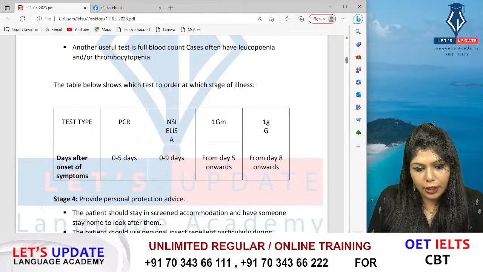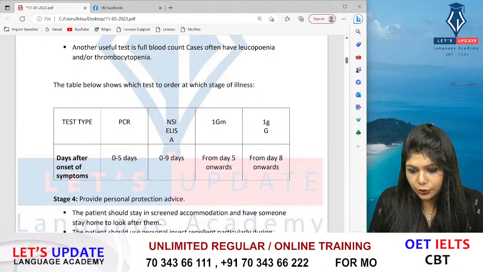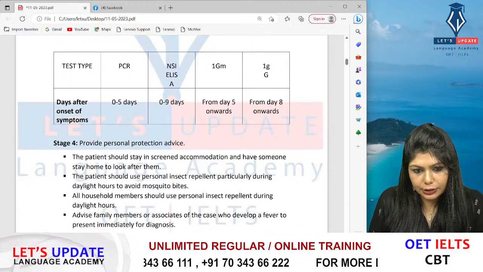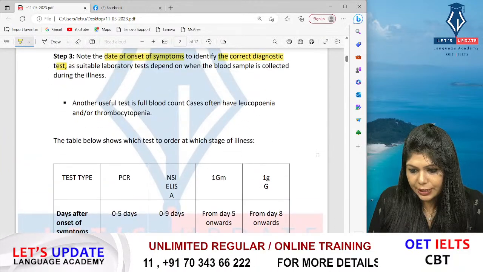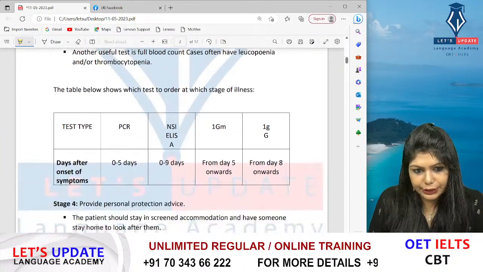Okay, yeah. So moving on to stage 4, these are the kind of information mentioned in step or stage 3.